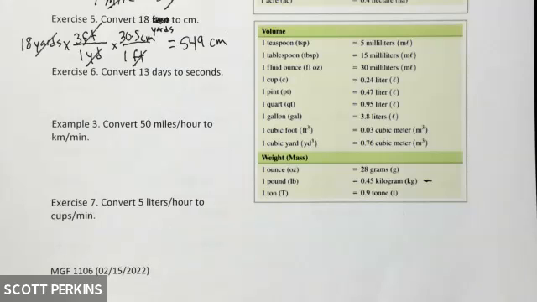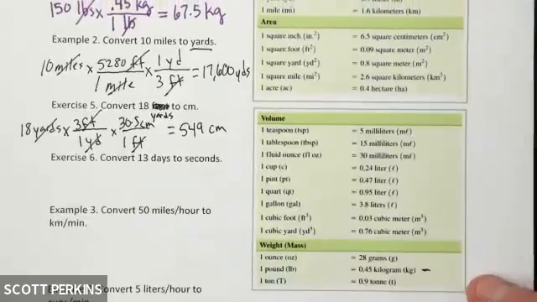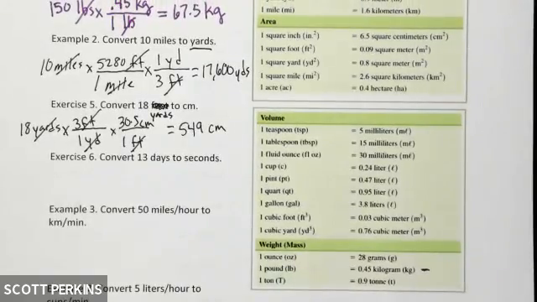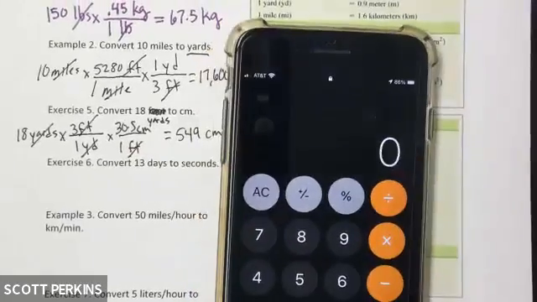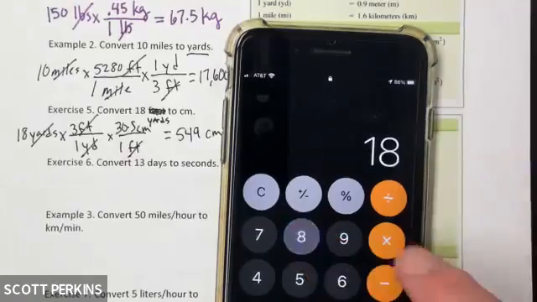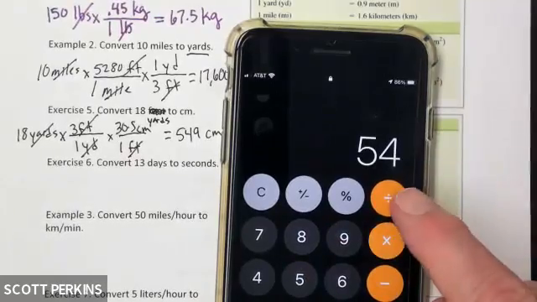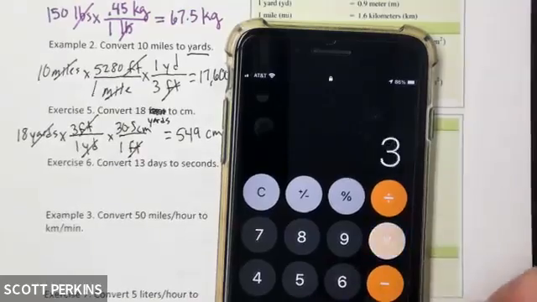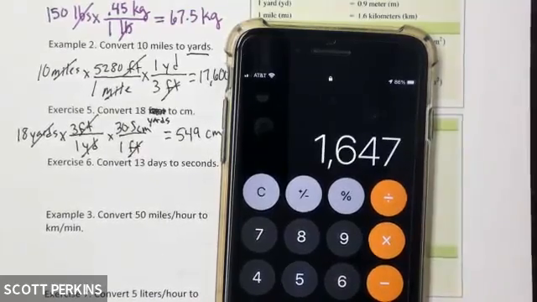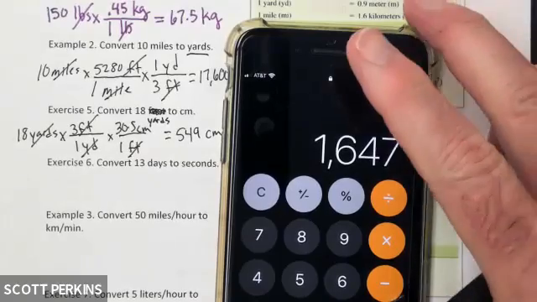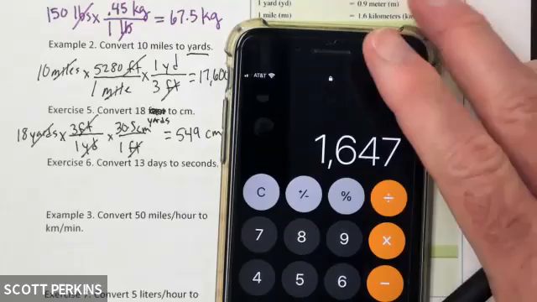Yeah. For some reason, my calculator keeps giving me like 1,547. Uh-oh. Let's see what happens here. So let's see. Here's my lovely Apple phone. So here we go. 18 times 3 gives me 54 times 30.5. And okay, we are 1647. So if you do it the other way, it gives you that other number.